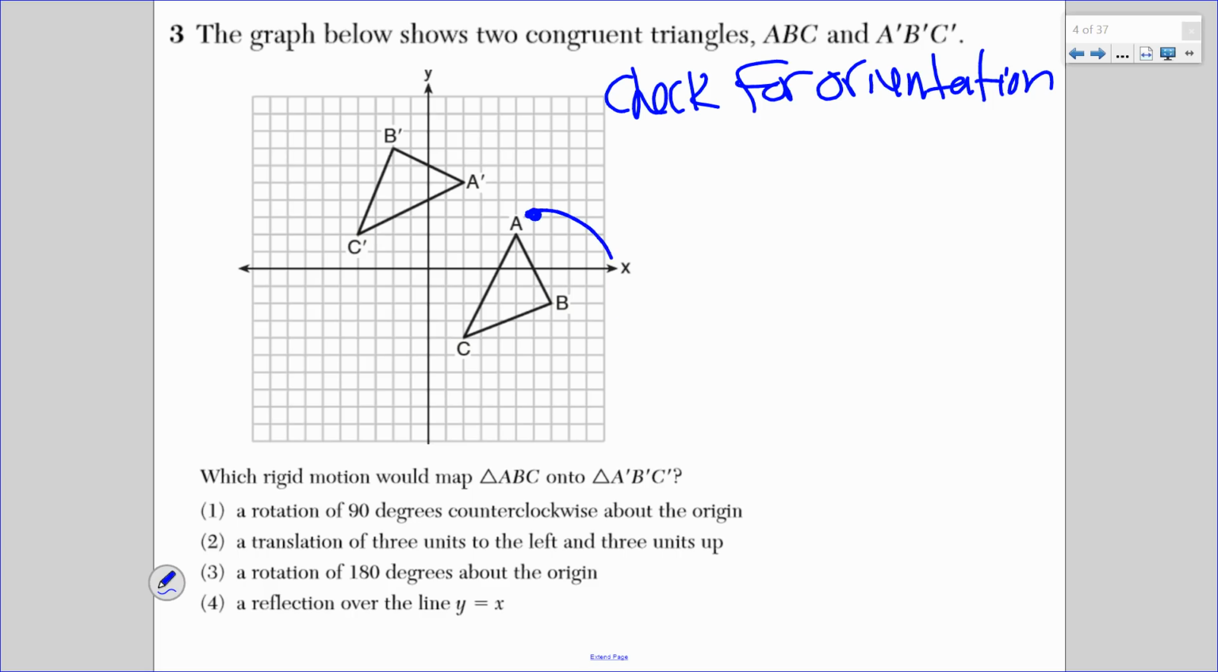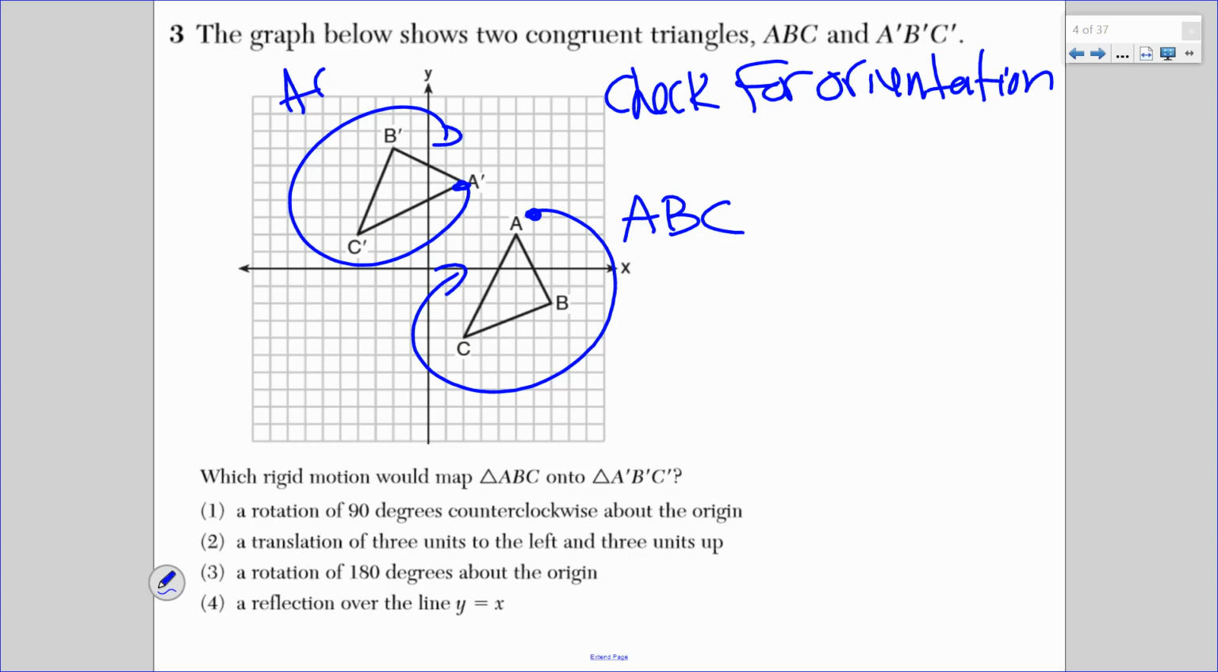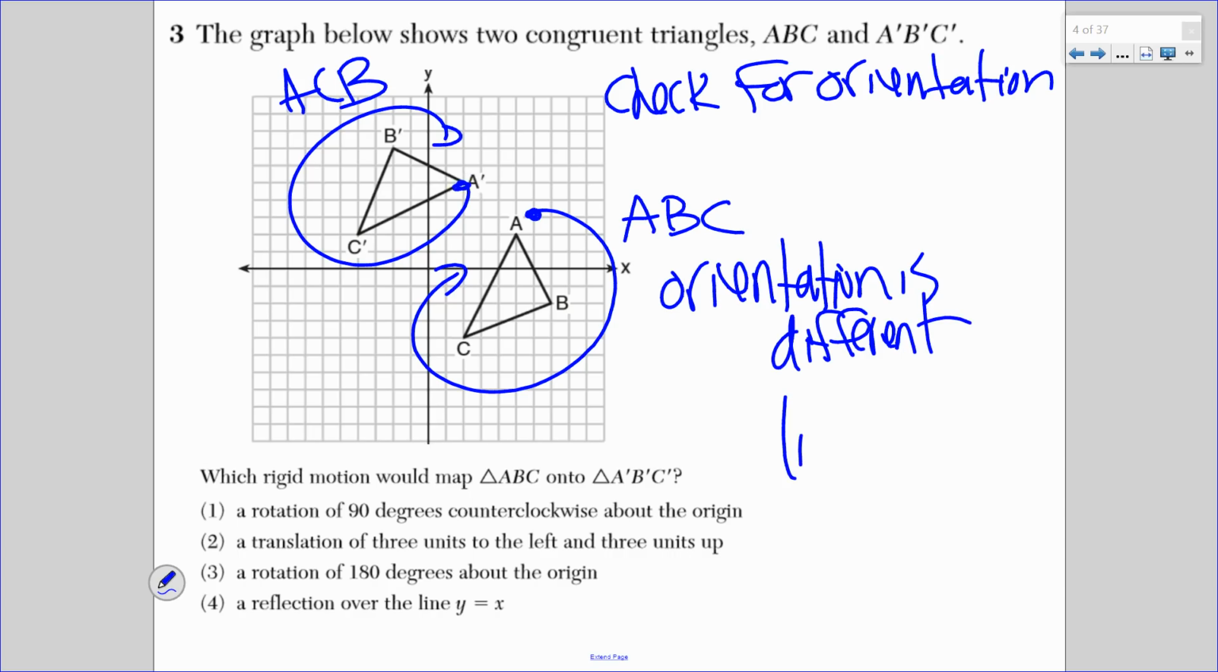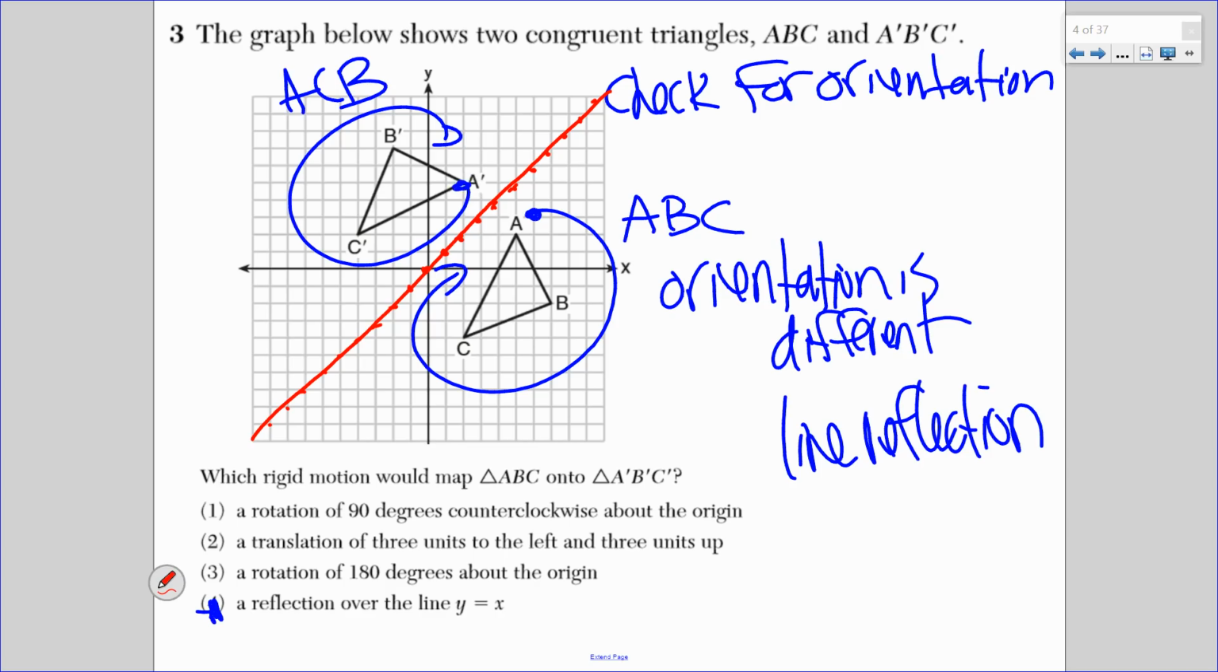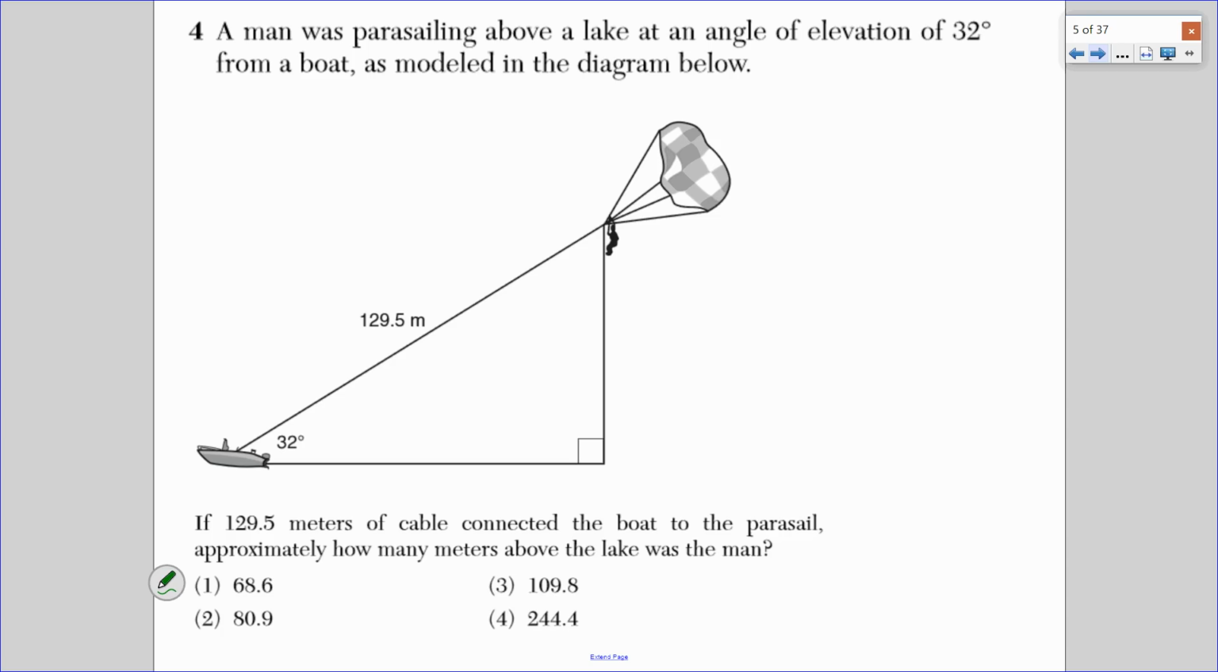My letters, if I go clockwise from A, are ABC. This one from A is ACB, which means the orientation is different. If the orientation is different, the only rigid motion that does not preserve orientation is a line reflection. Is a line reflection one of my choices? Yes, choice four. And it's a reflection over the line y equals x, because if I were to draw the line y equals x, if you don't know what the line y equals x is, well, too bad. Hopefully you can see the reflection.